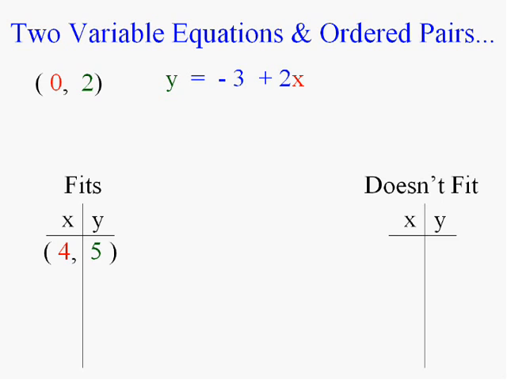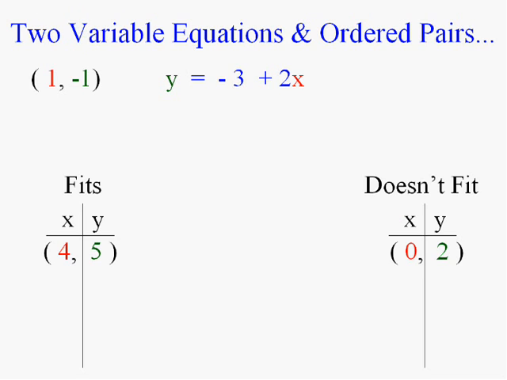0, 2. Let's see if that's a solution. Put a 0 in for X and a 2 in for Y. Well, 2 times 0 is just nothing. And negative 3 plus 0 does not equal 2. So that one, way off. I say you're way off this time. No, that one doesn't fit.